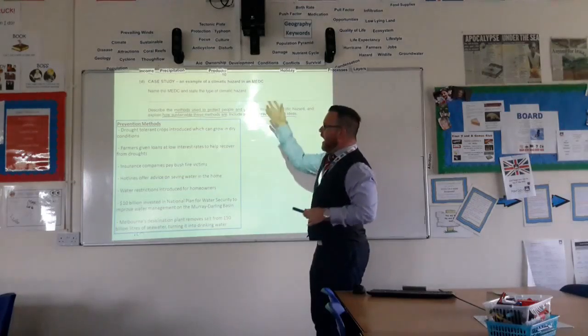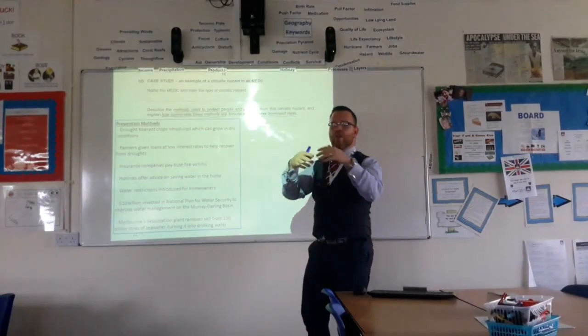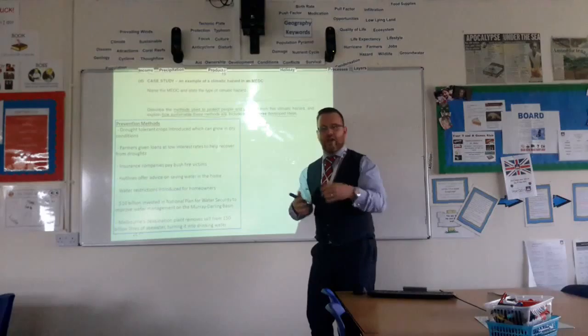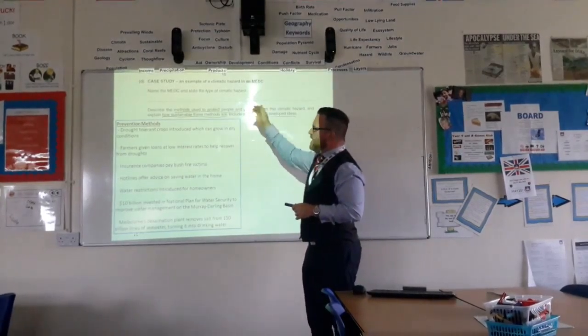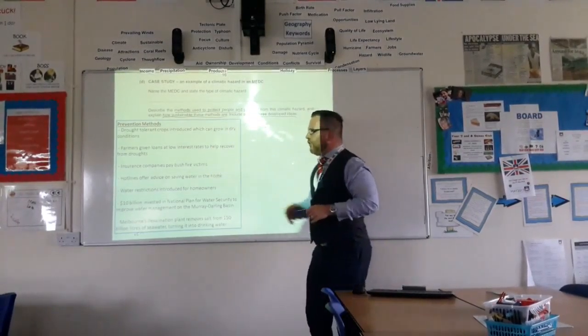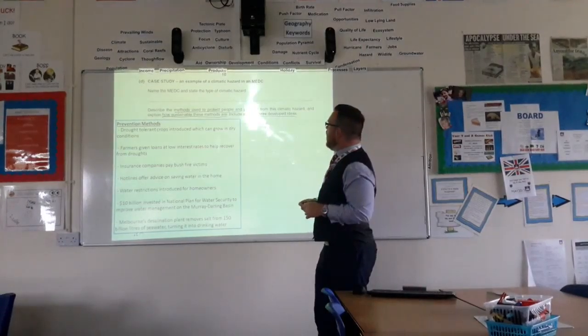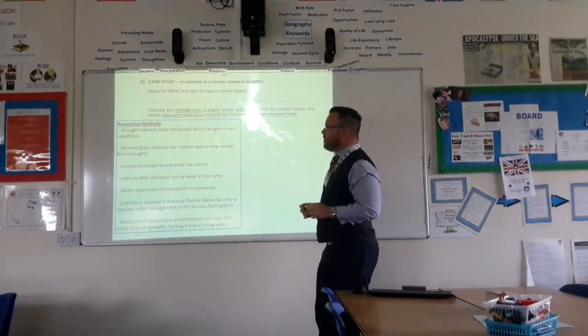And then we're going to get our marks, we're going to push through into level 2, level 3, 7 out of 9, 8 out of 9, 9 out of 9, by making sure that we mention 3 to 4 ideas. So, describe the methods used to protect people and property.